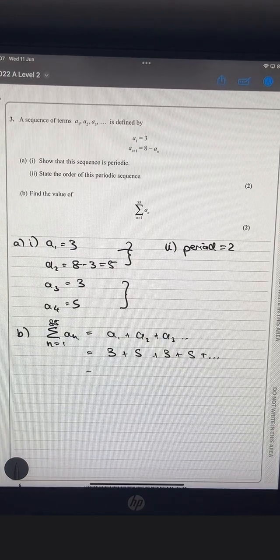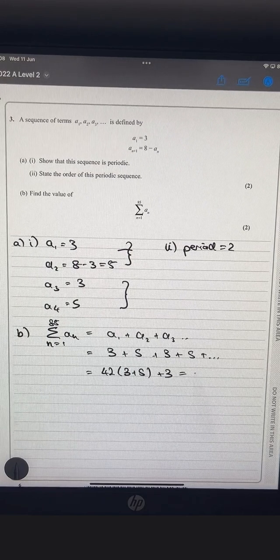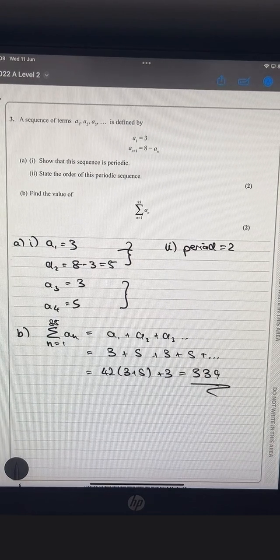So I just need to think, how many 3's do I have, and how many 5's do I have? Well, I know the period is 2. So if I do 85 divided by 2, I get 42.5, right? So I know that there are 42 whole lots of 3 plus 5, and then I just have the 85th term. Well, I know odd terms map to 3's, so I'm just going to add 3 onto that. And if I do that in my calculator or in my head, I get 339. So that is the answer to part B.